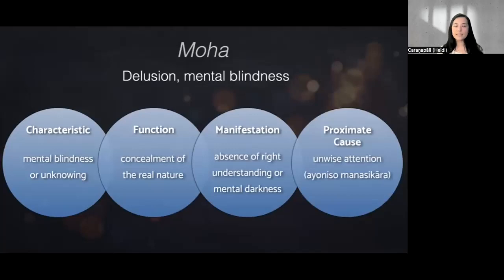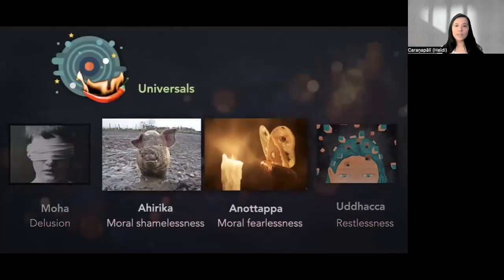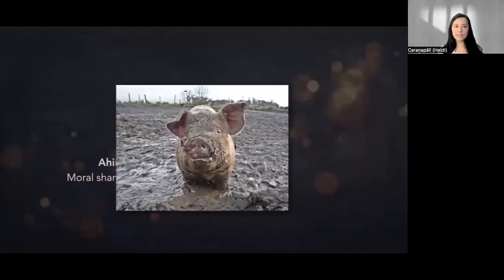Okay, so this is the 4 devices of the moha, the first universal unwholesome cetasika. Now let's go to Ahirika and Anottappa. Ahirika and Anottappa, moral shamelessness and moral fearlessness, they are always a pair, or they always come together.